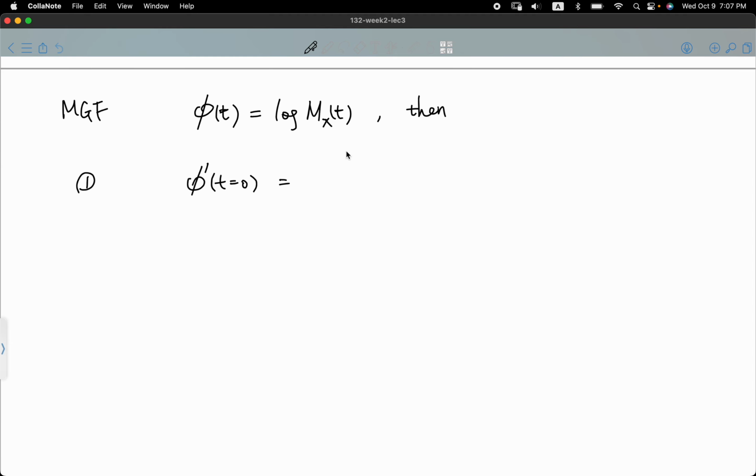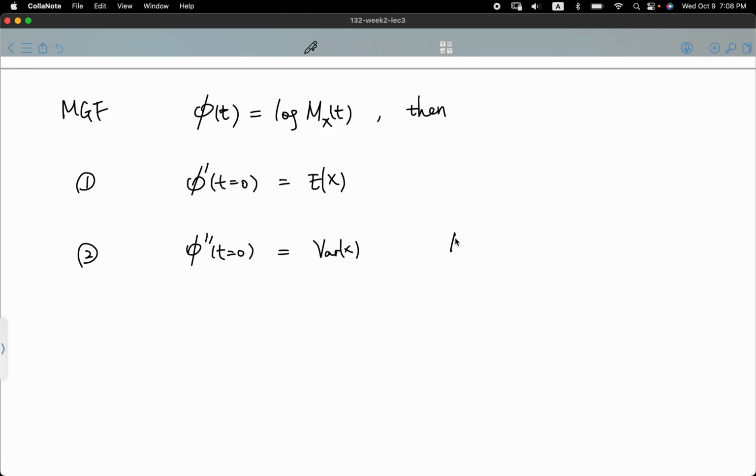This is equal to the expected value, similar to the result when we use the moment function and then the first order derivative. What is different is the second result. When you take the second order derivative and then set t equal to 0, you would directly get the variance for x.